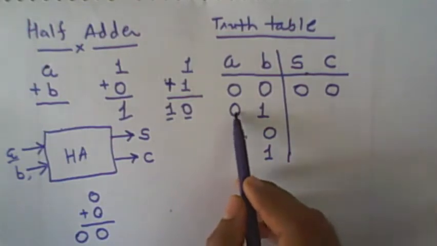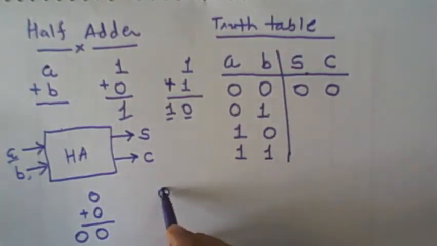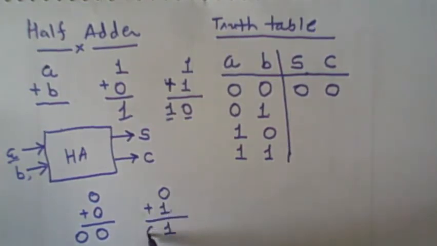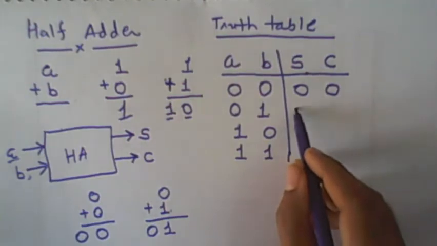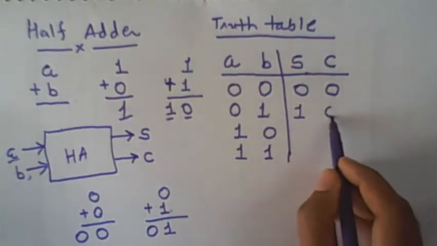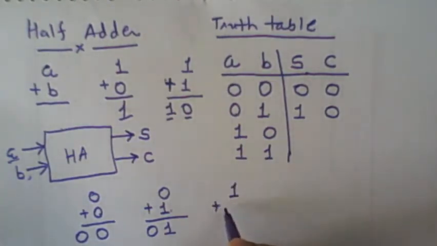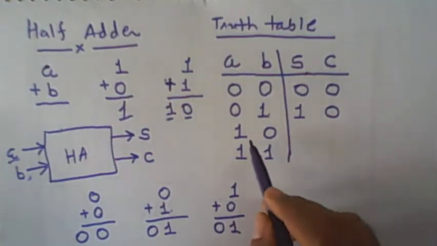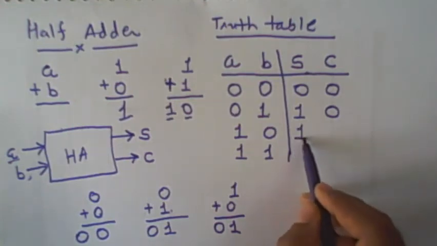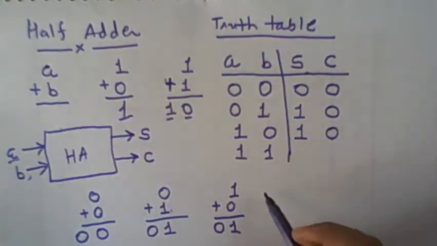If we add 0 plus 1, then 0 plus 1 is 1, so the sum bit is 1 and the carry bit is 0. Now the third combination is 1 plus 0. 1 plus 0 is equal to 1 and the carry bit is 0, so the sum bit is again 1 and the carry bit is 0.